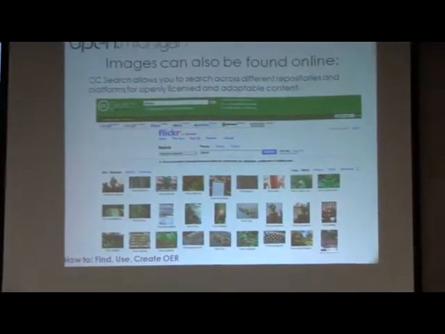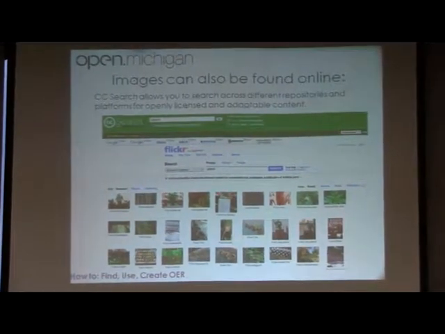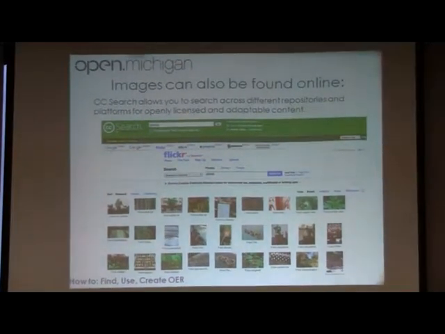This is an example of Creative Commons Lab. They have created a search that allows you to search across different platforms, which is really nice. So you can search in Google, Flickr, and these other places, with Wikimedia Commons, at the same time, so you don't have to go to each individual one. So this one's pretty convenient. And that's what the interface looks like.